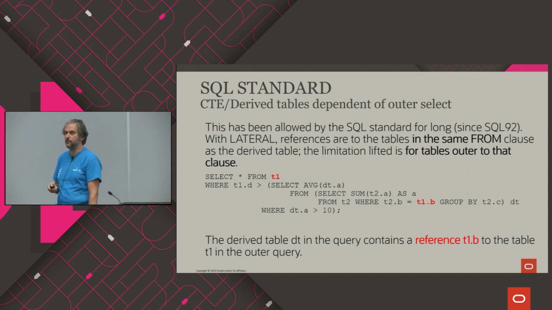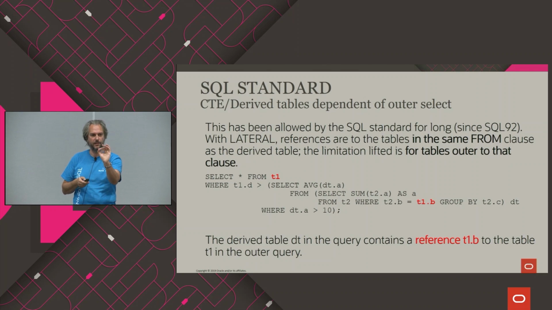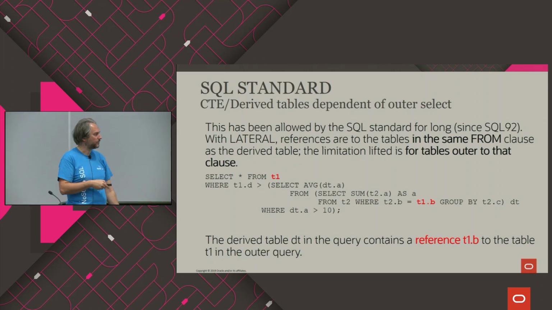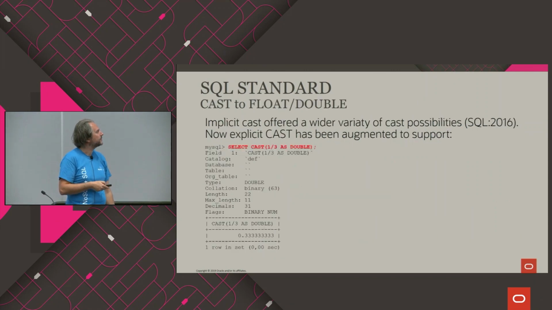So I don't have now a very clear example. So lateral is for each. With the first table in the from, you can then, in the following derived table, iterate. I don't have a clear example here, but our docs have. This is a new standard, SQL 2016. So we've added this cast. So it's now possible to cast as float and as double explicitly.